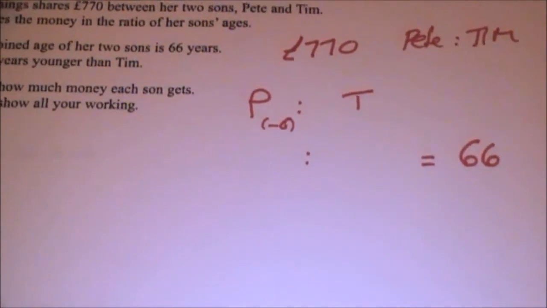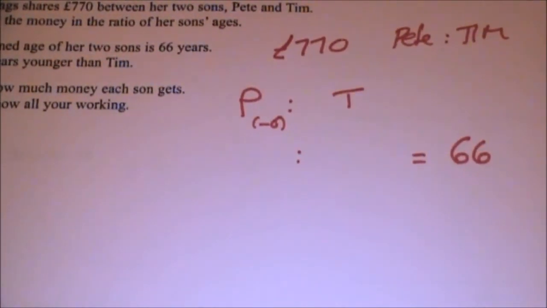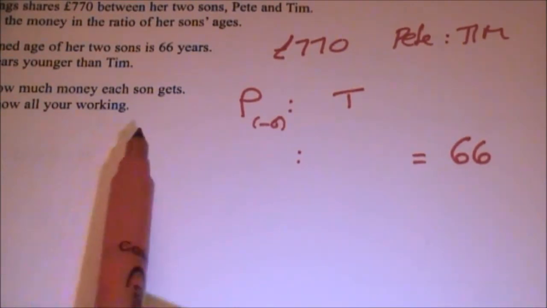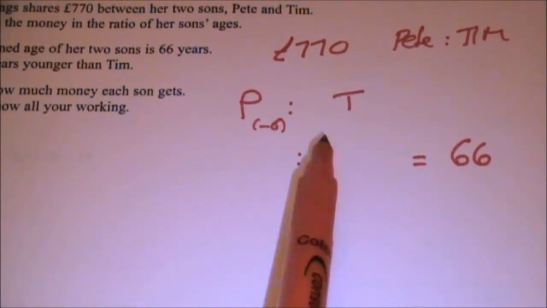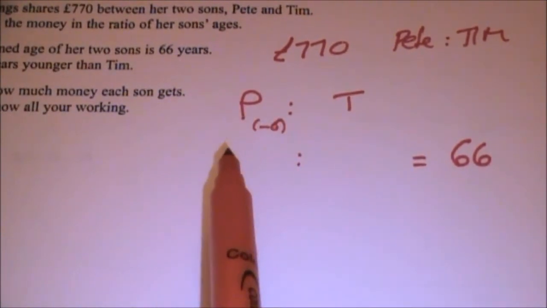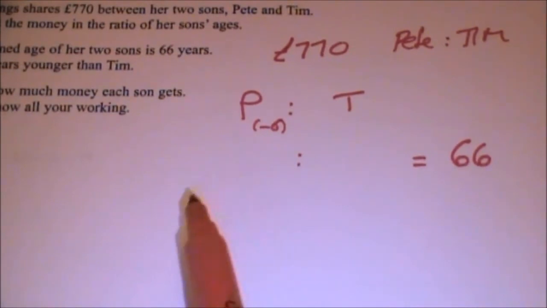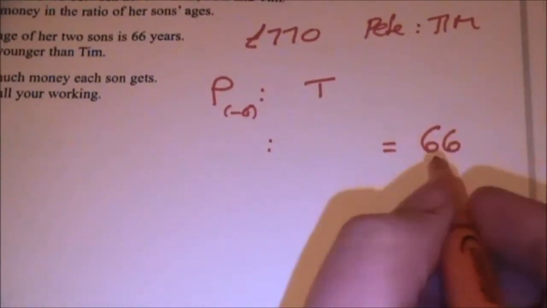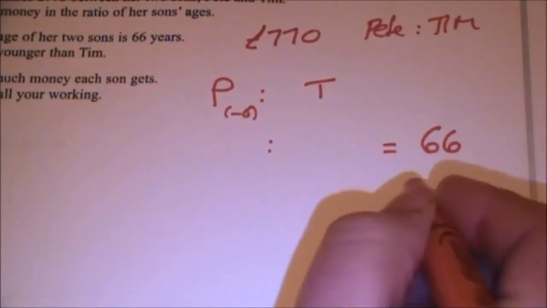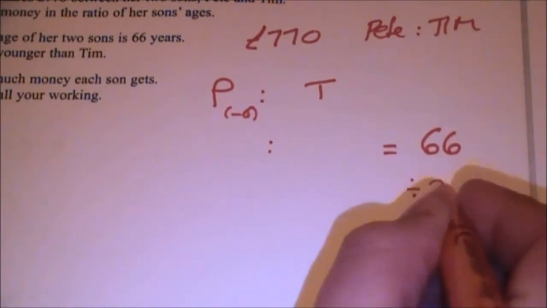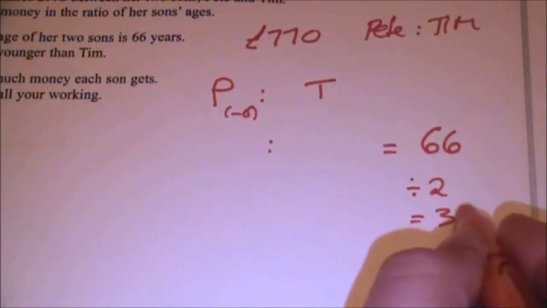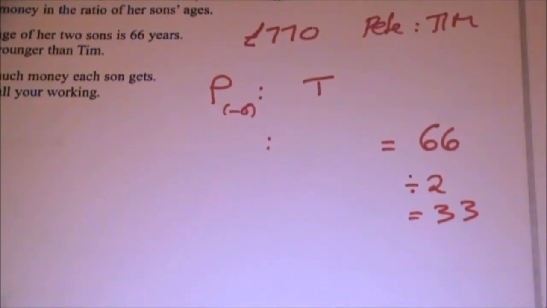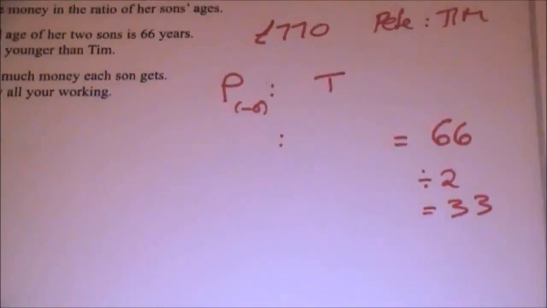Now, I'm going to approach this from a logical point of view. You can go crazy with trials and errors, you know, well, if Tim is 40, then Pete is 34, so together they'd be, oh no, 74, that's too much. I'm going to say, well, their total age is 66, and there's 2 of them. So I'm just going to start by working out, if they were the same age, how old would they be? Now, they'd be 33 years.